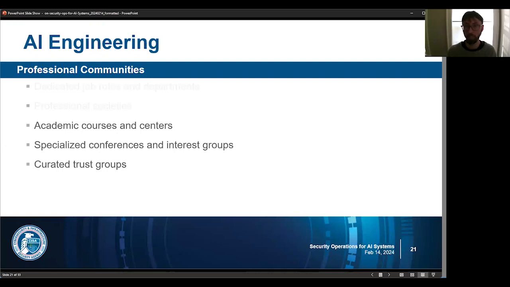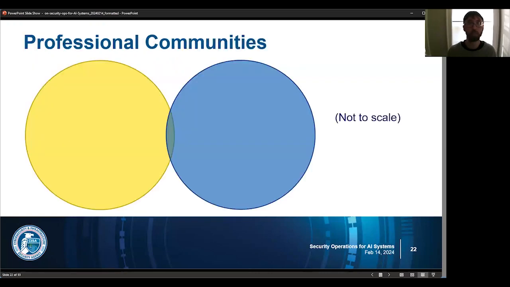So that being said, what you may notice is that I don't think that these communities overlap very much, which is fine, because everyone needs to do their own specialized things. The question is, how do we do security operations for software systems that happen to be AI systems when we have relatively little overlap between the professionals who do both of these things?